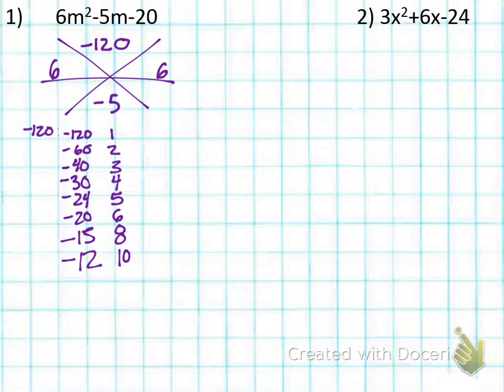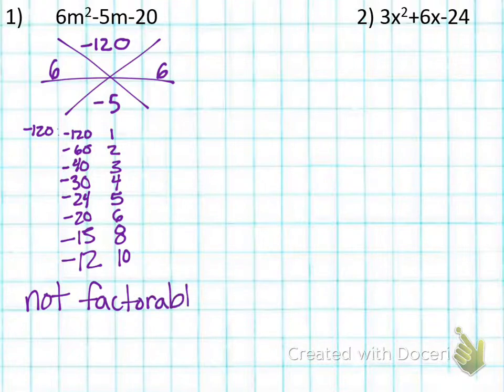And now I'm going to check. If I add together negative 12 and 10, I get negative 2, so that's not it. Negative 15 and 8, I get negative 7, that's not it. Negative 20 and 6, I get negative 14. Negative 24 and 5, I get negative 19. Here I get negative 26. Here I get negative 37. And I'm just getting bigger negatives now, right? Negative 58 and then negative 119 at the top. So I don't get this negative 5 anywhere, right? So that tells me this must be not factorable.